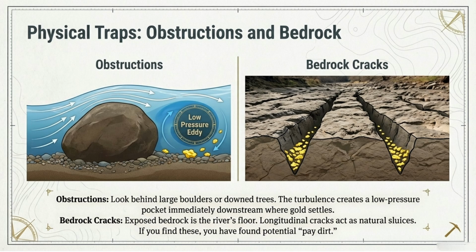Physical traps. Obstructions and bedrock. Obstructions. Look behind large boulders or downed trees. The turbulence creates a low-pressure pocket immediately downstream where gold settles. Bedrock cracks. Exposed bedrock acts as the river's floor. Natural sluices. Longitudinal cracks in the bedrock act as natural traps. Finding these often leads to pay dirt.